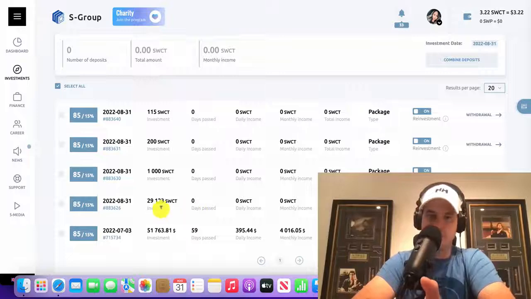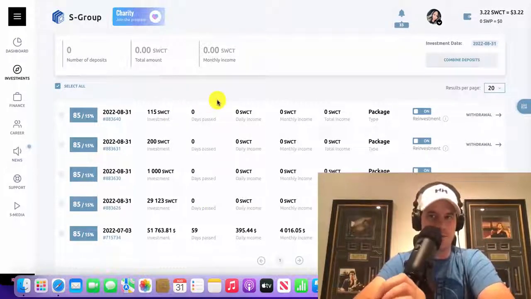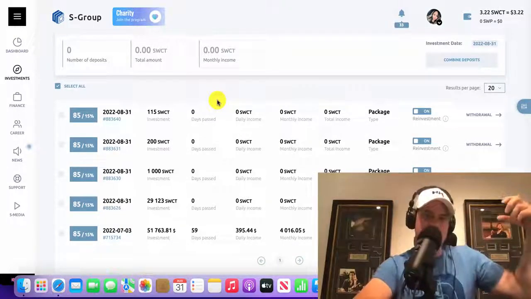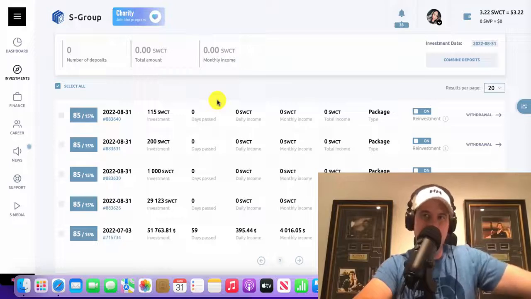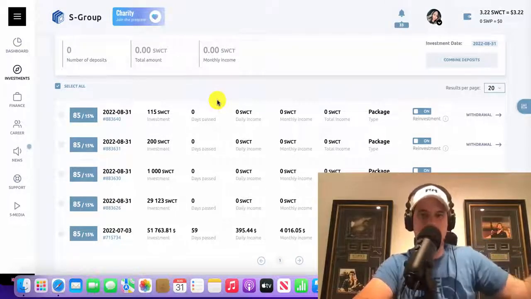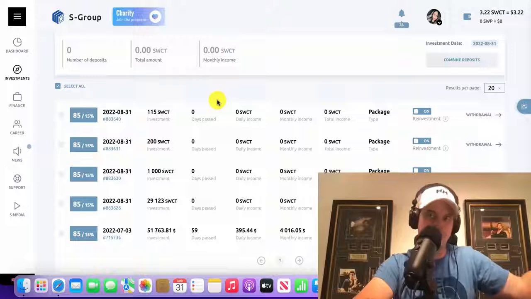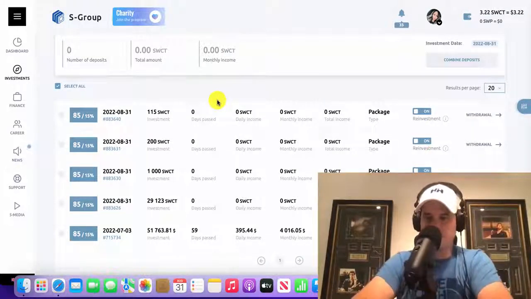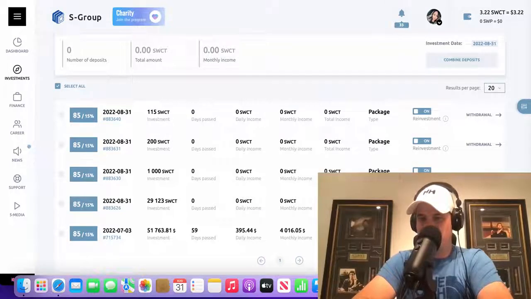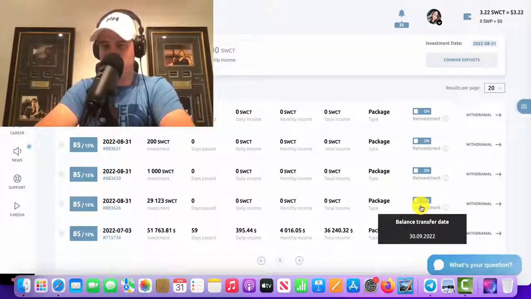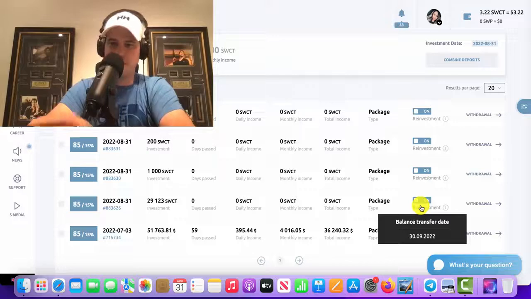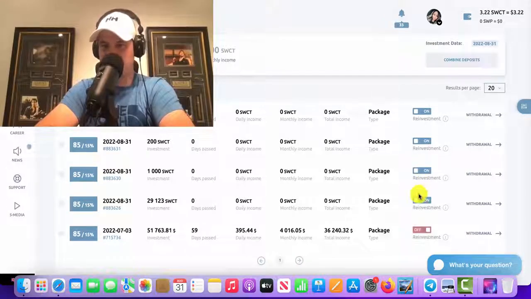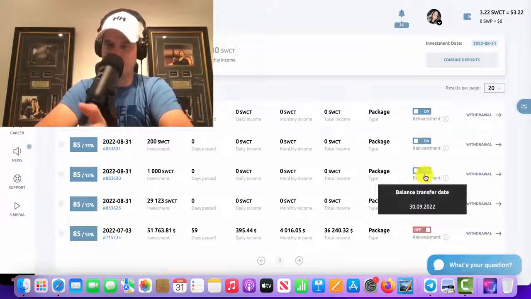Today's a perfect day to combine these together, or day number 29 is another perfect day to combine them, right? Because it resets, as in it's going to create a new investment for you the very next day anyways. So why not combine on day number 29 or 30 before it actually does a reinvestment for you, okay? As you can see here, this reinvestment date is the 30th of next month. This reinvestment date here is the 30th of next month.